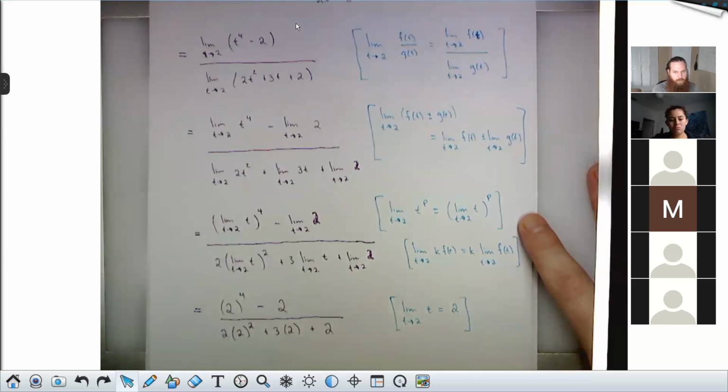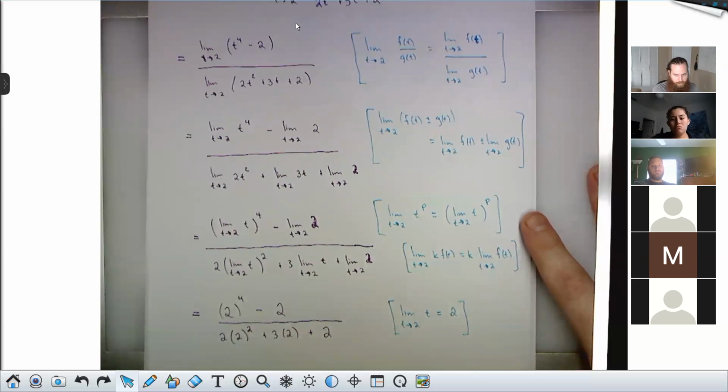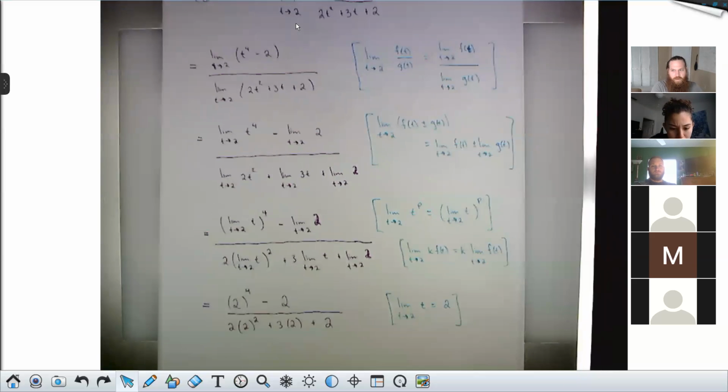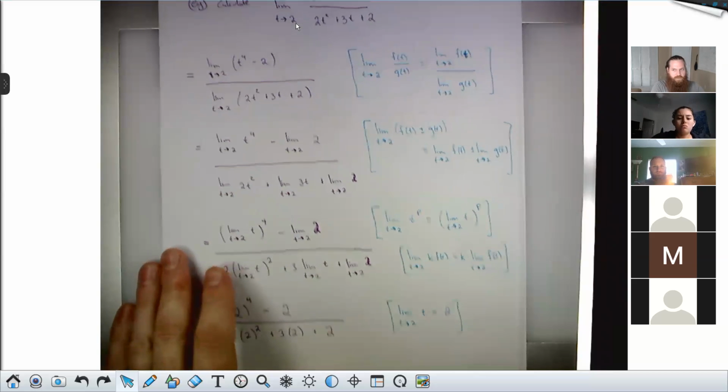So here's each step with the corresponding rule. So essentially you just plugged in 2. Yeah, that's the point of this exercise. Did everybody hear what Robert just said? That's the big connection.